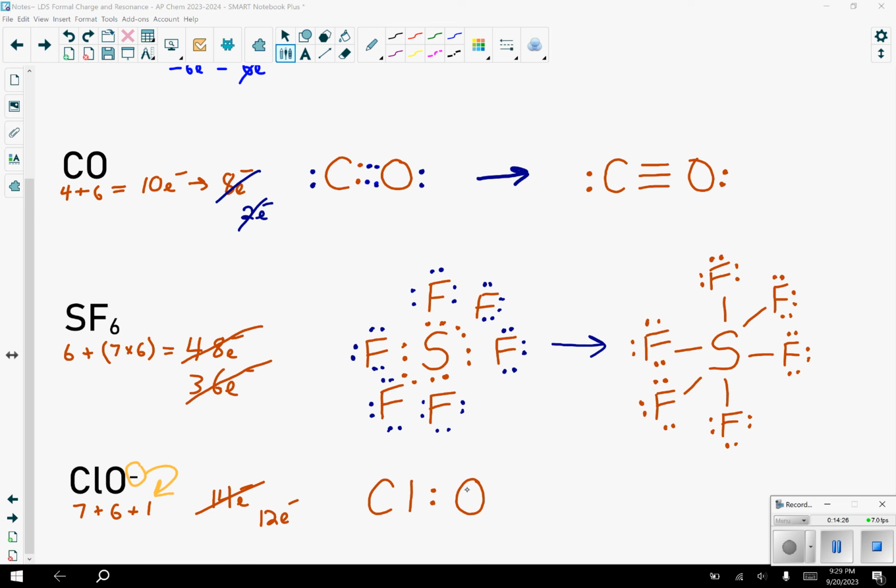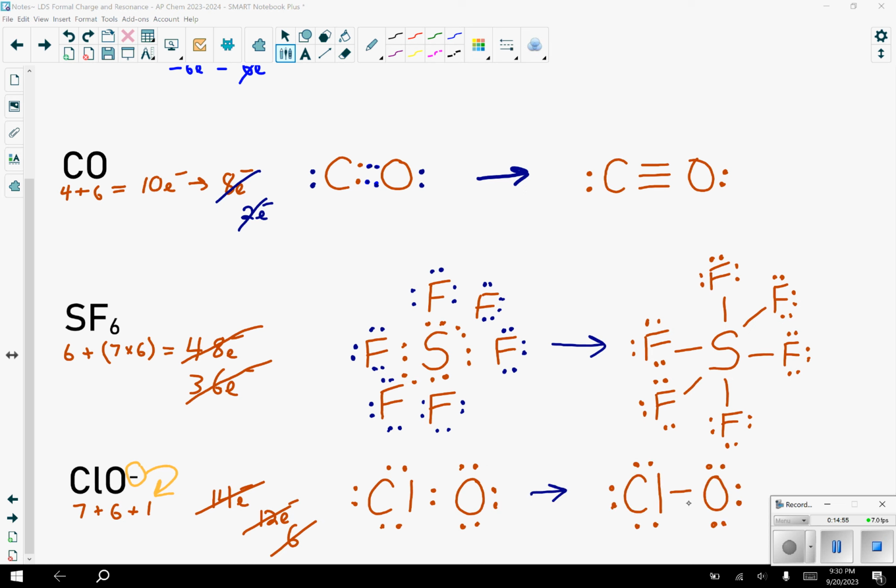Oxygen with the higher electronegativity, I'm going to place electrons around it, the, quote, outside atom. Doesn't really matter in this case, but 6 there. That leaves me 6. I'm going to put them on the other atom. I now have no electrons left. Chlorine has an octet. Oxygen has an octet.